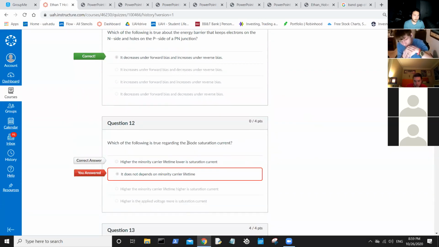Now this is one that I messed up, but actually, if you had all your formulas in front of you, you could eventually find the answer. Which of the following is true about the diode regarding the diode saturation current? The correct answer is: the higher the majority carrier lifetime, the lower is the saturation current. I don't believe that's correct grammar, but I don't really mind too much.